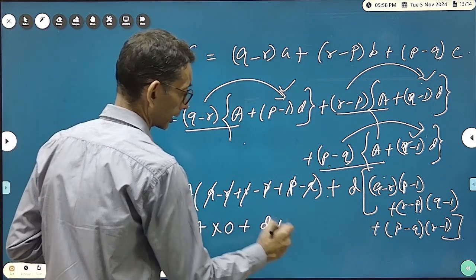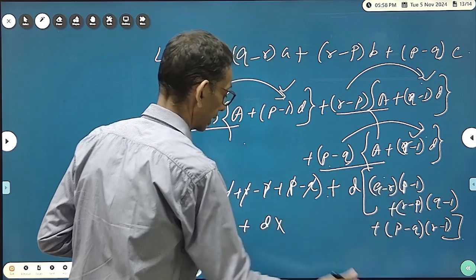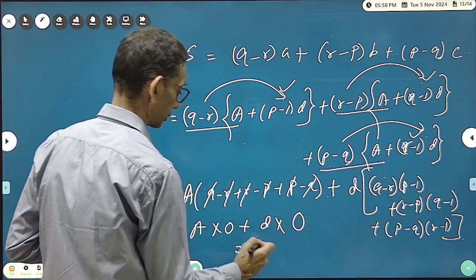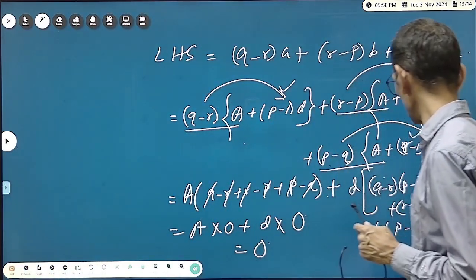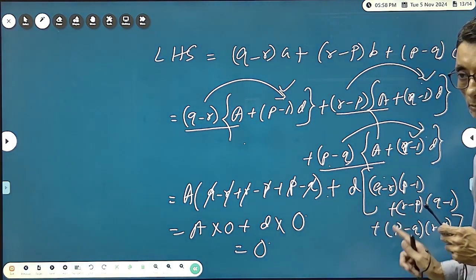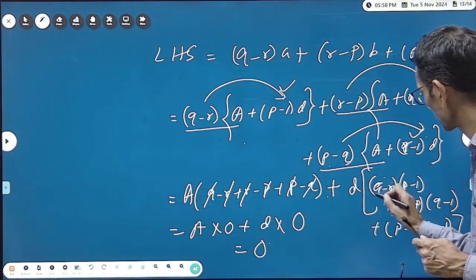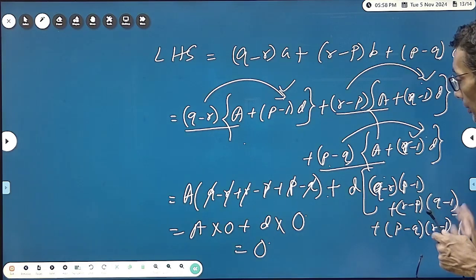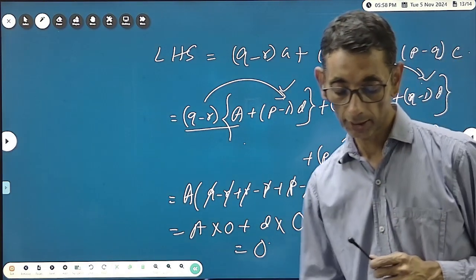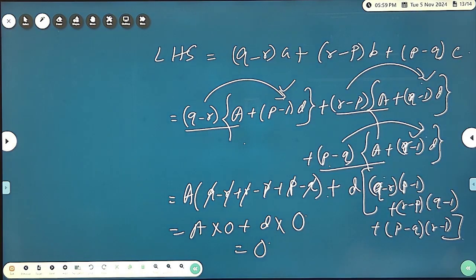And D technically, if you just multiply, it will become 0. At the last you have to multiply here: Q minus R, P minus 1, R minus P, Q minus 1, P minus Q, R minus 1. Don't be scared looking at the question. You have to be familiar with questions, then only you will get marks.